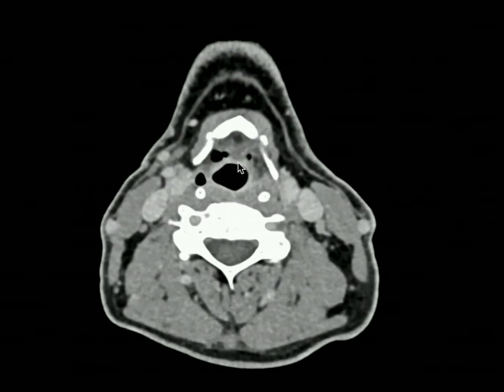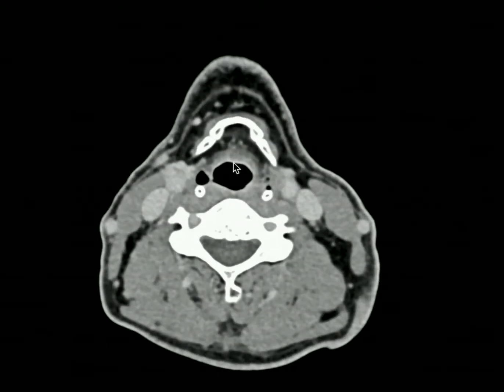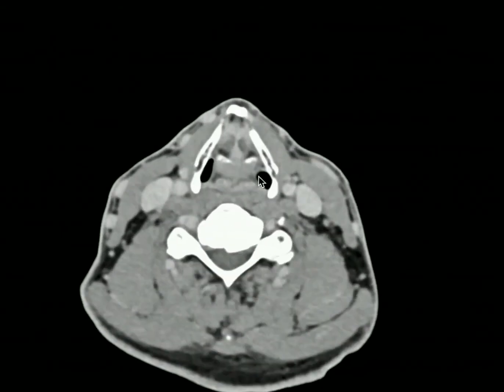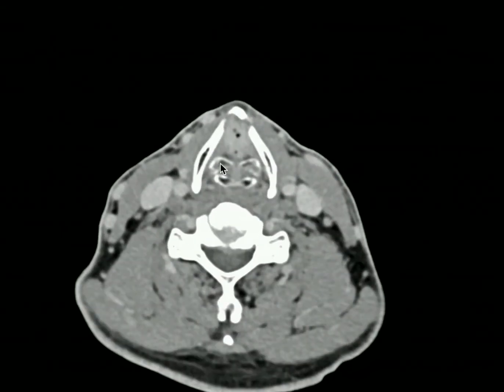Going down a little further, I'd like to point out the aryepiglottic folds, which are seen coming here, and which go all the way down to the level of the arytenoid cartilages below, seen down here. This is the cricoarytenoid joint, where the cricoid and arytenoid cartilages will articulate.